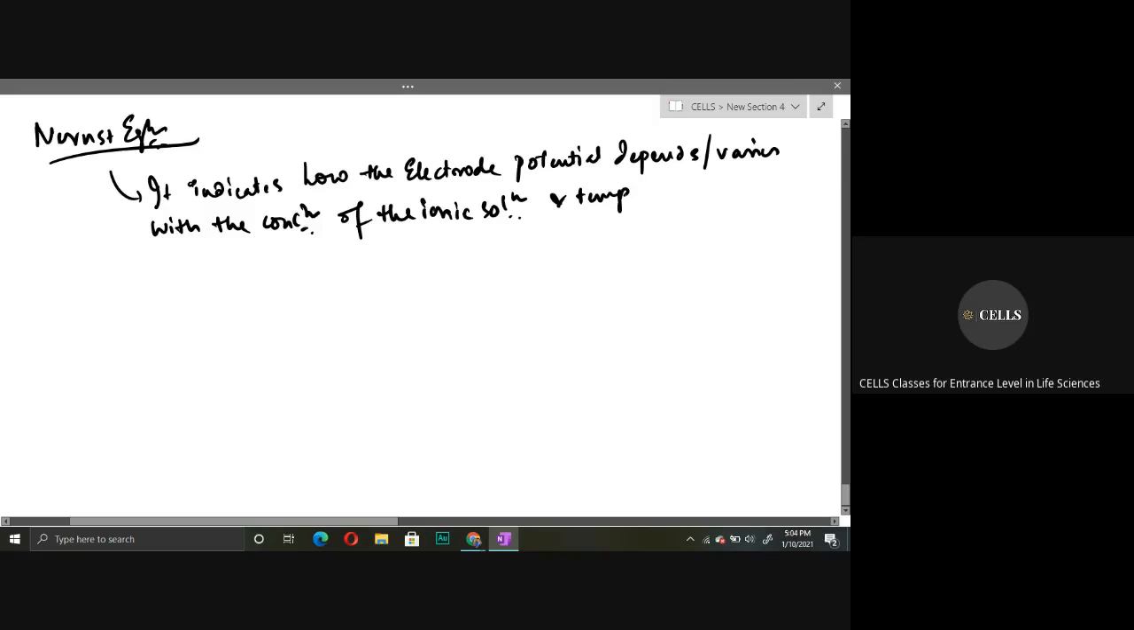So for any kind of reduction reaction, like M n+ plus n electrons giving M, which gets precipitated, so it's not an ion right now. We know the equation is E cell equals E0 cell minus RT by nF, where F stands for Faraday, times the natural logarithm of M by Mn+.